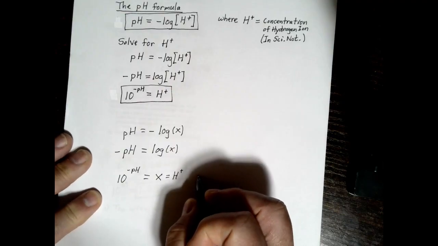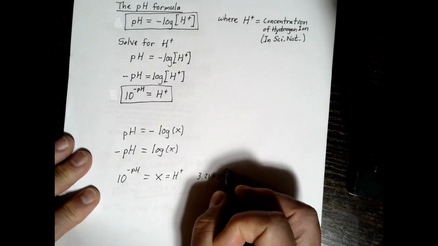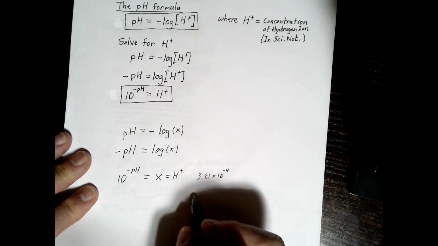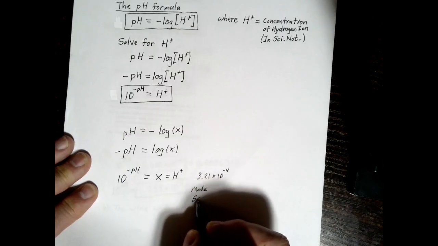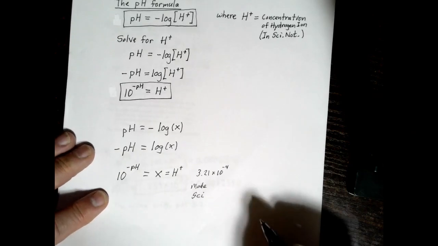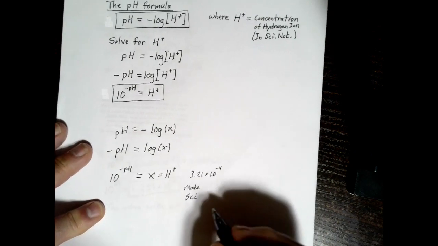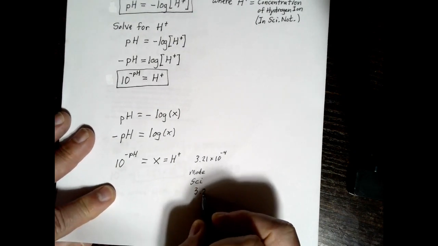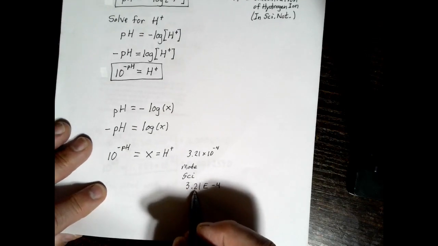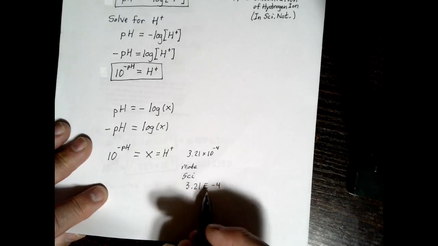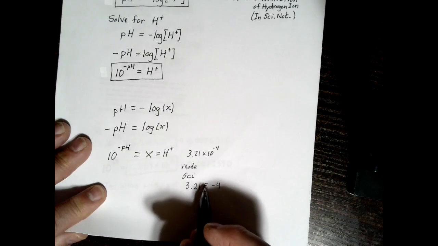So an example will be like 3.21 times 10 to the negative 4. Now if you hit mode on your calculator and highlight scientific, SCI, and hit enter, now your numbers will be in scientific notation, and something like this will show up on your calculator as 3.21 E negative 4. It won't say 3.21 times 10 to the negative 4, it'll just say 3.21 E negative 4, and you've got to realize that E means 10 to that power.